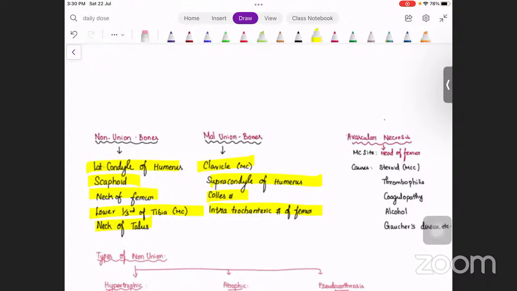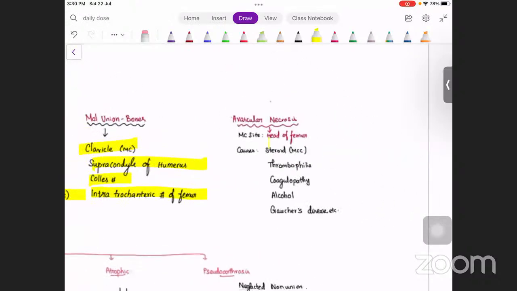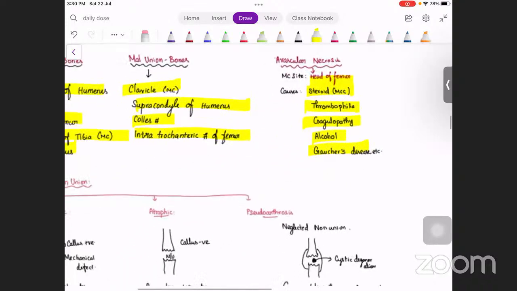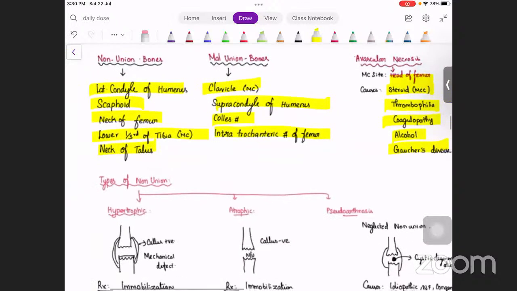Then you have avascular necrosis. Most common site of your avascular necrosis is head of femur, while the most common cause is steroid abuse, or thrombophilia or coagulopathy or alcohol or Gaucher's disease. Those are the causes of your avascular necrosis. Most common cause is steroid abuse, while most common site is head of the femur.